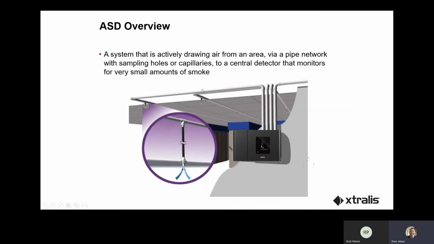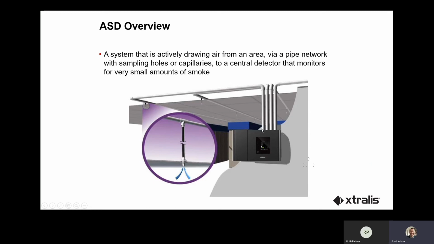So we've talked about aspirating, but you may not actually understand what an aspirating system is. So just very basically, it's a system which is actively drawing air from an area via a pipe network with sampling holes or capillaries in the pipework to a central detector which monitors for very small amounts of smoke. So this is the detector. This is the VESDA unit. It is a detection device, so it falls under the criteria of smoke detector. It's not a control panel or a control system.